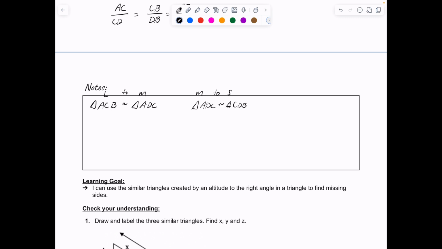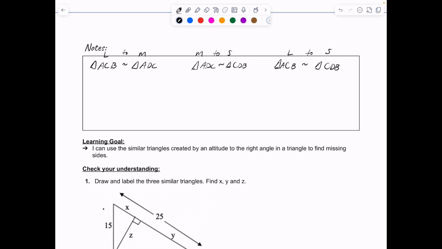And then I'll do my large to small, which is going to be triangle ACB is similar to triangle CDB. Okay? Anyway, we'll talk a little bit in class about what all this ends up leading to, that's in this section in the textbook. I don't want to get ahead of ourselves, so we're just going to use these figures to draw three different triangles, but they are similar, and then use that to help us find it.